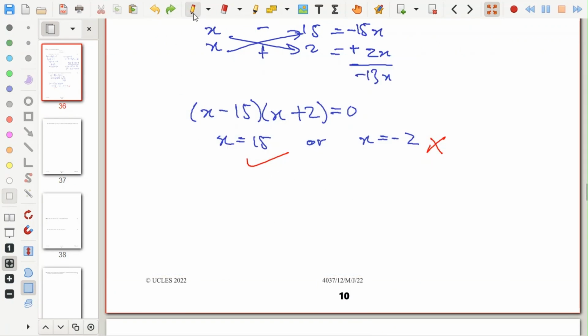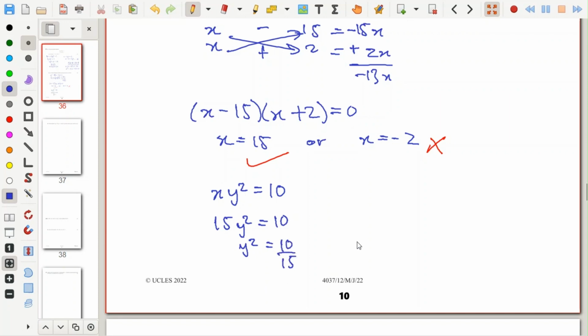Oh, my bad. Let me just put this one here. x y squared is equal to 10. Let me use that one. When my x is 15, 15 y squared is equal to 10. Okay, so now this is the same as 2 on 3. They can cancel out. So if I find the square root of both sides, I should get y is equal to root 2 on 3.